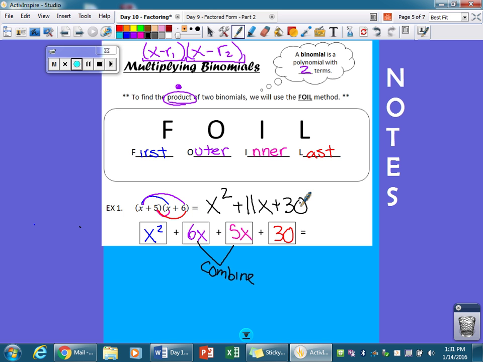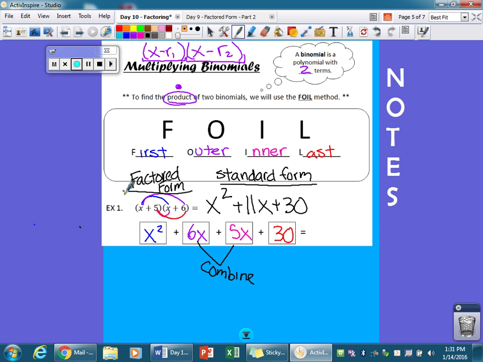Notice how it looks different. This is my factored form, and I'll write this above it. Factored form. And this is what we're going to call standard form. All we're doing is changing what it looks like. We're not solving a problem. Again, we're just simplifying, just changing what it looks like.